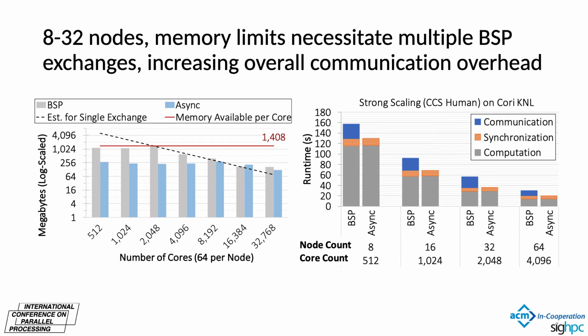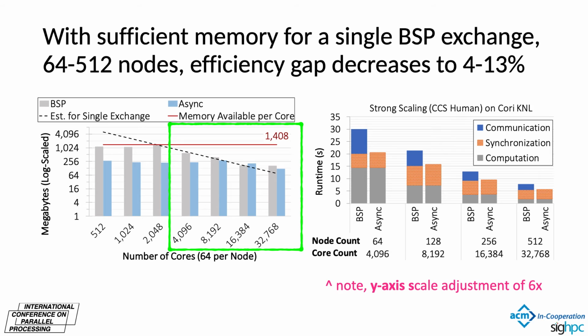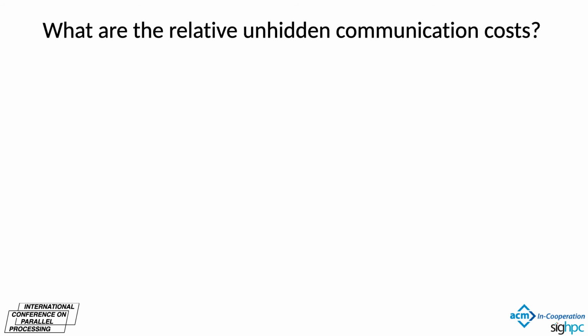Zooming in, between 8 and 32 nodes, multiple exchanges are necessary due to per-node memory limits, resulting in an efficiency gap of up to 20% between the two approaches. When the BSP approach is able to perform a single exchange, strong scaling from 64 to 512 nodes, the relative communication overhead decreases and the efficiency gap becomes 4 to 13%, versus up to 20%.